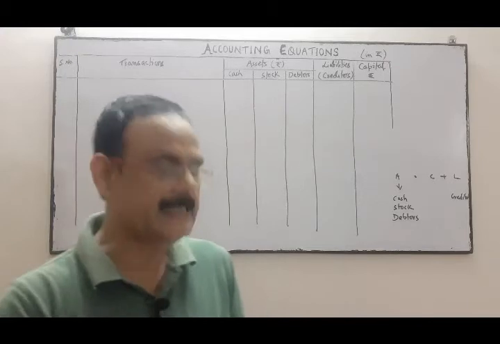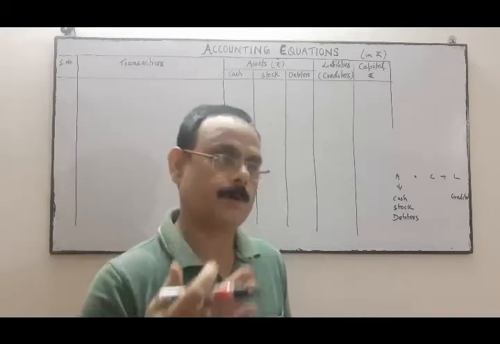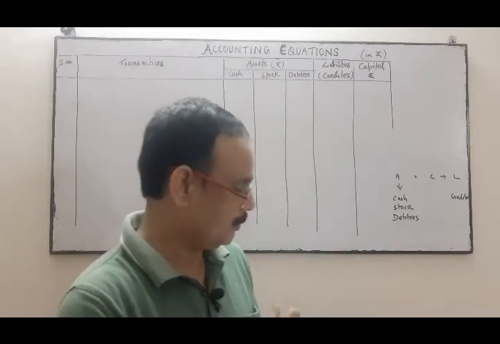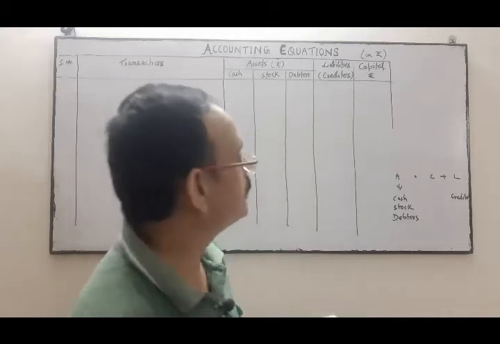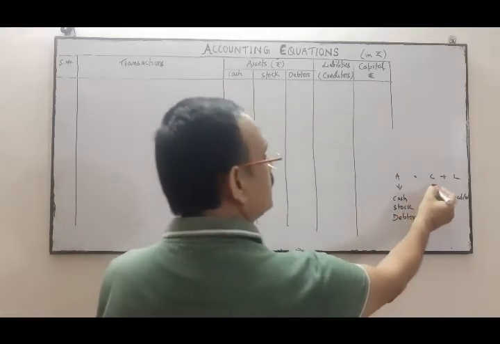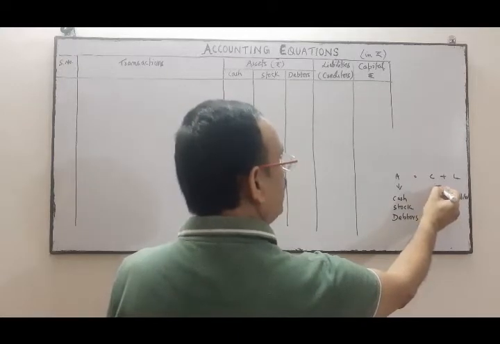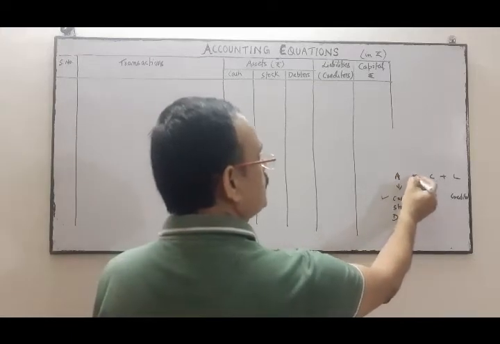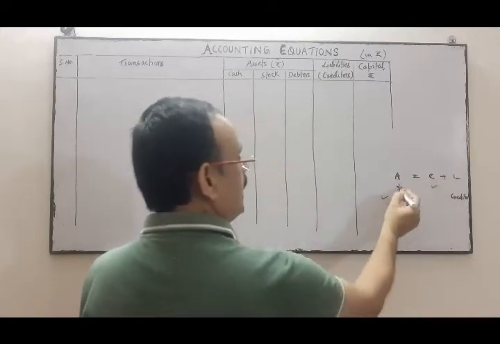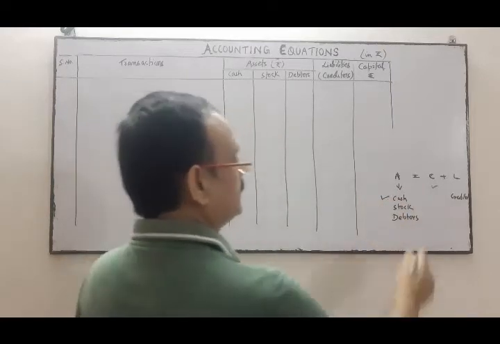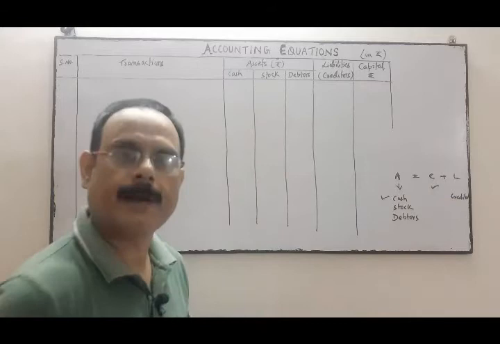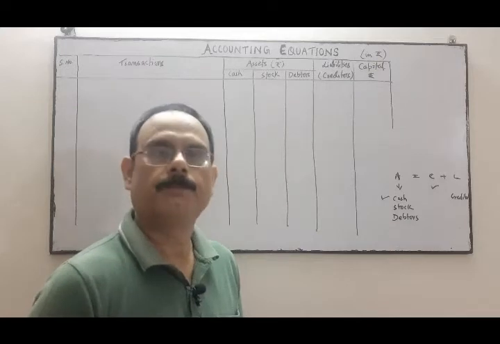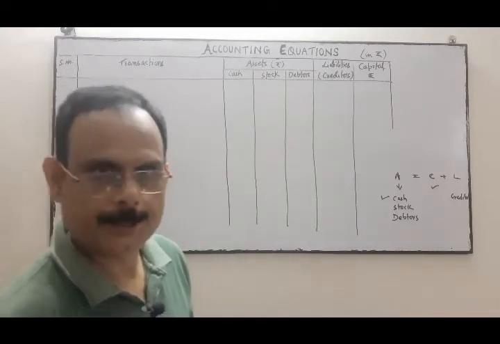So first of all, we have to see the transactions, and accordingly we will identify how many asset columns and how many liability columns to open. So first one is started business with cash. When we start the business with cash, the effect will be on capital. Assets is equal to capital plus liability. On the asset side your cash will be affected, and on this side your capital will be affected. So we have to find out first regarding the columns we will open for the accounting equation for assets and liabilities.